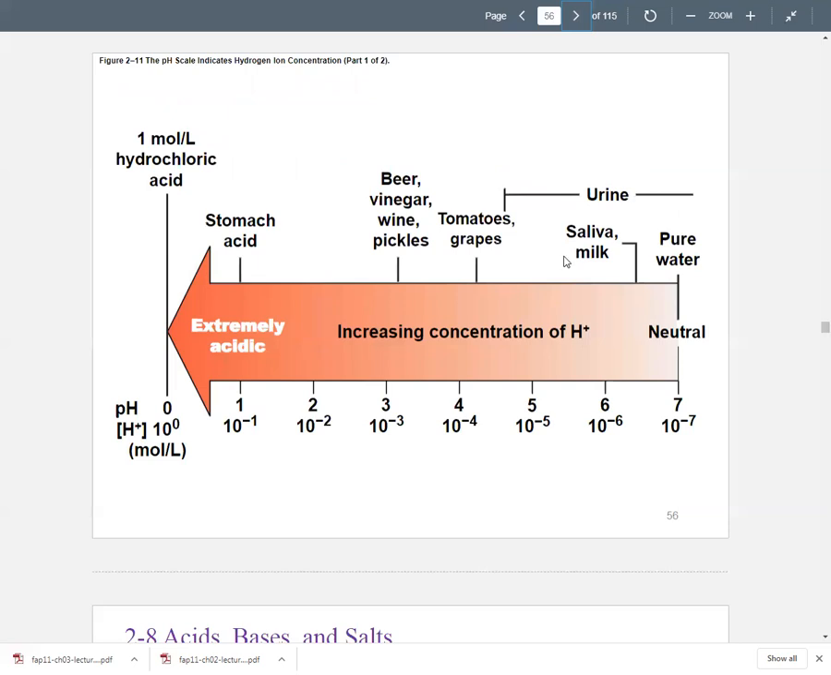Okay, so here's a pH scale with acids. So water being neutral, urine is in this range, up to about 4.5. Saliva and milk are between 6 and 7. Grapes and tomatoes have a pH close to 4. Beer, vinegar, wine, and pickles have a pH close to 3. Stomach acid has a pH that's close to 0, or close to 1 rather. And hydrochloric acid has a pH of 0, which is as acidic as you can get. Completely dissociates, completely gets rid of its hydrogen ions.